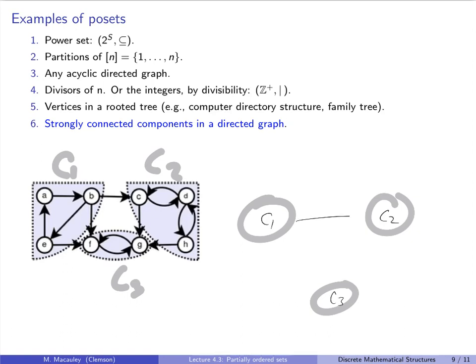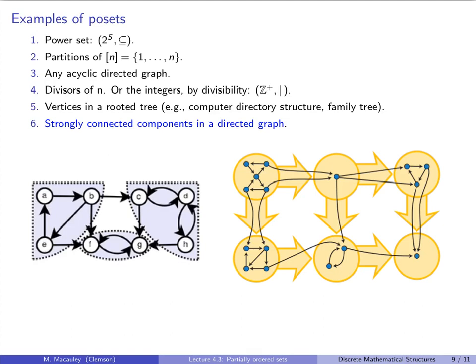And I can get from C1 to C2. I can get from C2 to C3 multiple ways. And then I can get from C1 to C3. So here is a directed graph. And we saw earlier how any acyclic directed graph determines a poset.